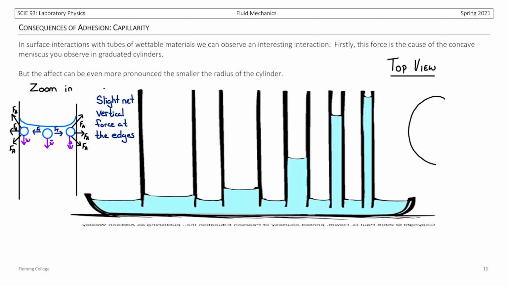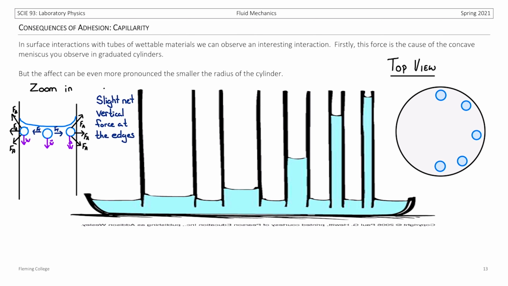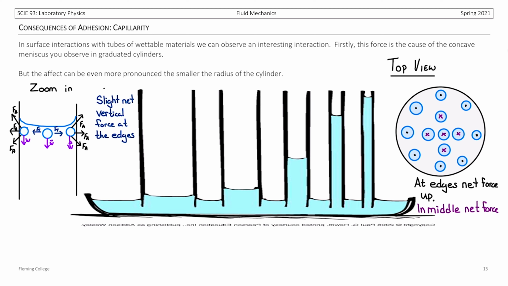So we'll look at the top of our tube facing down, and we see why the smaller the tube, the more capillarity we get. If we consider the molecules around the edge, we know that there's a slight vertical force pulling those molecules up compared to the molecules in the middle, where there's a slight net force pulling them back down. And this is due to the weight being applied to the internal molecules, but not a force of adhesion. In the middle, we have a net force down.